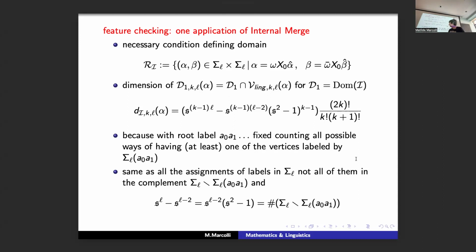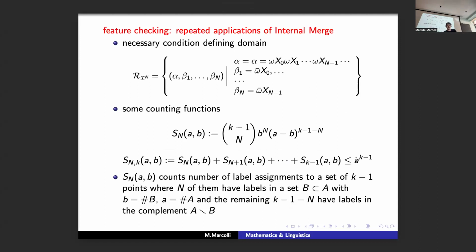And so the thing is that this counting of the number of these elements not in the complement can be computed in this form inductively.